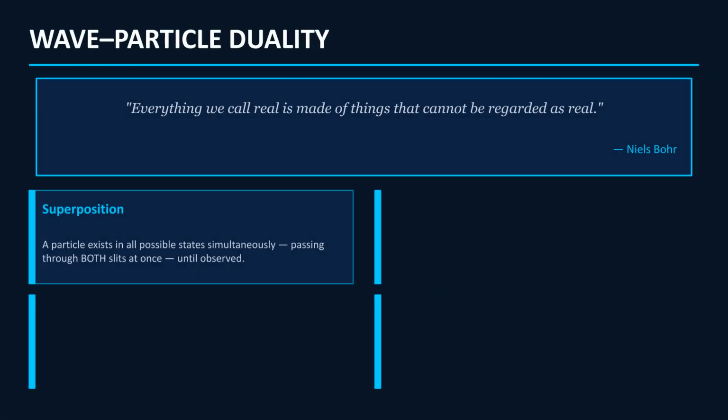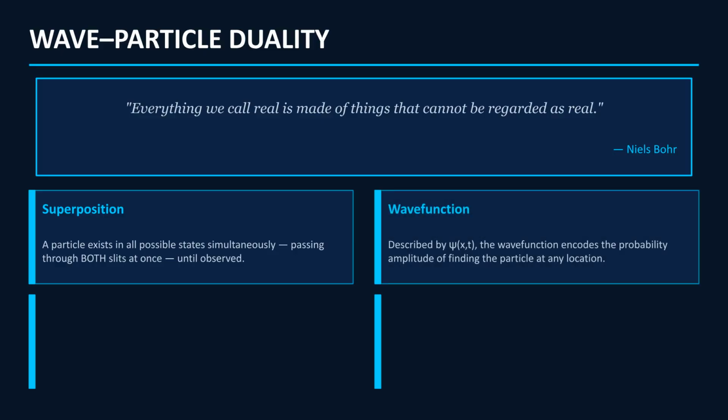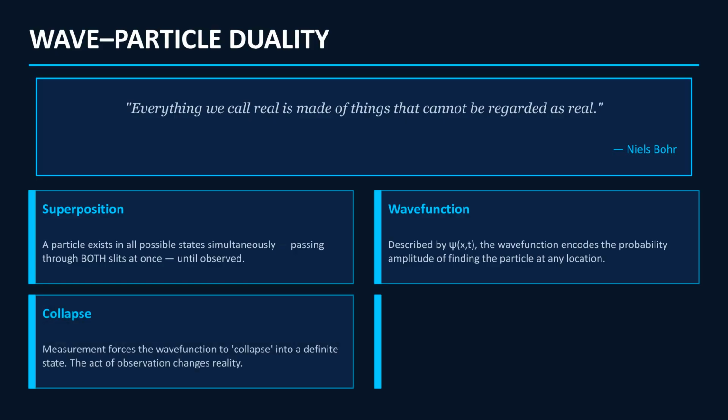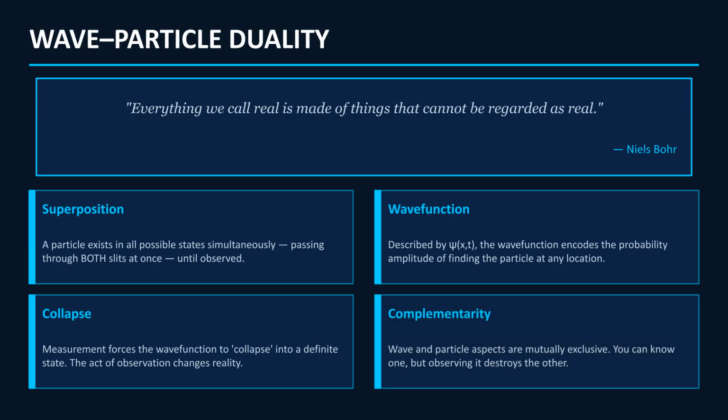Superposition states a particle exists in all states simultaneously until observed. The wave function describes the probability of finding the particle at any location. Measurement causes the wave function to collapse into a definite state, changing reality. The principle of complementarity states that wave and particle aspects are mutually exclusive. Observing one destroys the other.